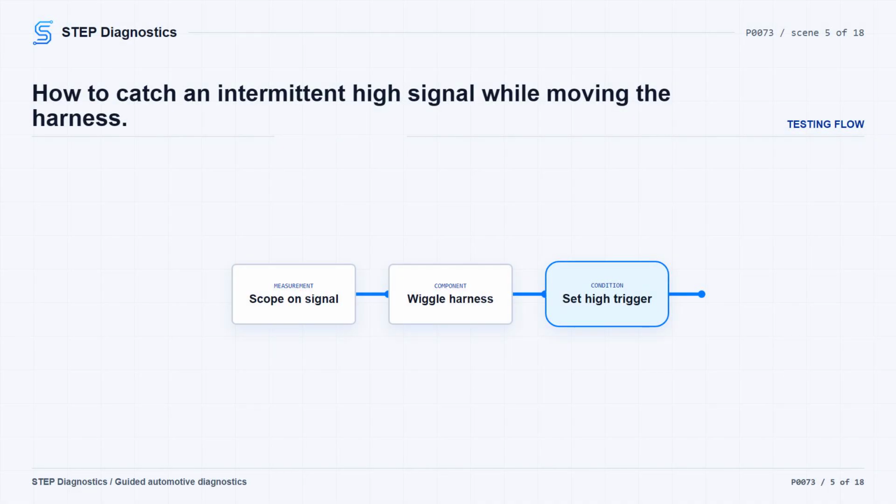If P0073 is intermittent, back probe the temperature sensor signal circuit and connect the scope lead there. Watch circuit voltage while you wiggle test the harness. If you cannot keep eyes on the scope during the wiggle test, set a trigger so the scope catches the event. For this high circuit fault, set the trigger above 4.9 volts. If you are also watching for the low side during the same intermittent check, the low trigger is below 0.1 volts. The goal is to make the harness movement show you whether the signal is opening, going high, or being pulled somewhere it should not be.